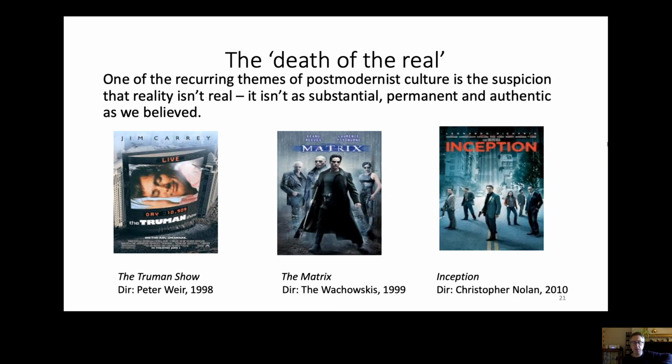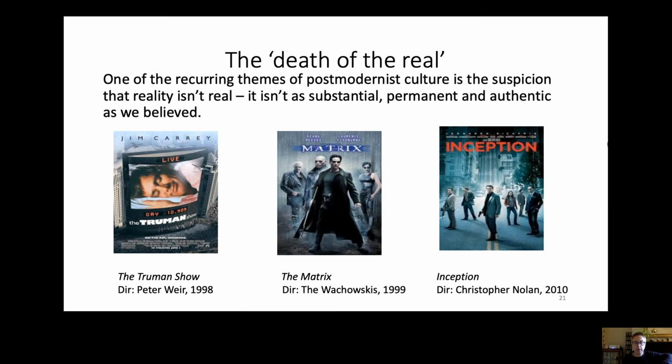So The Truman Show, starring Jim Carrey, is about a guy who one fine day realises that his entire life is being broadcast to a worldwide audience of millions. He's the star of his own reality TV show. So the life he thought was real is actually being manufactured by the media.